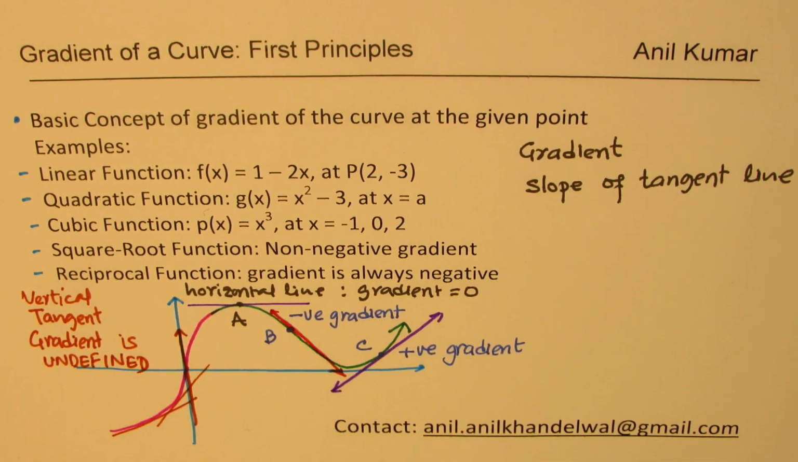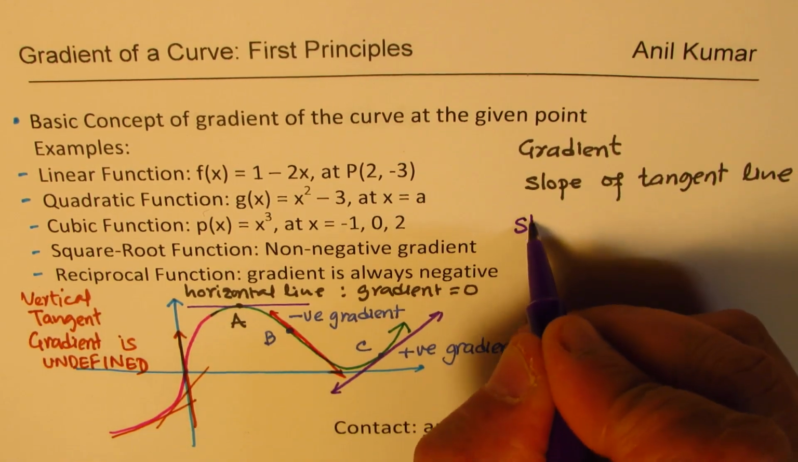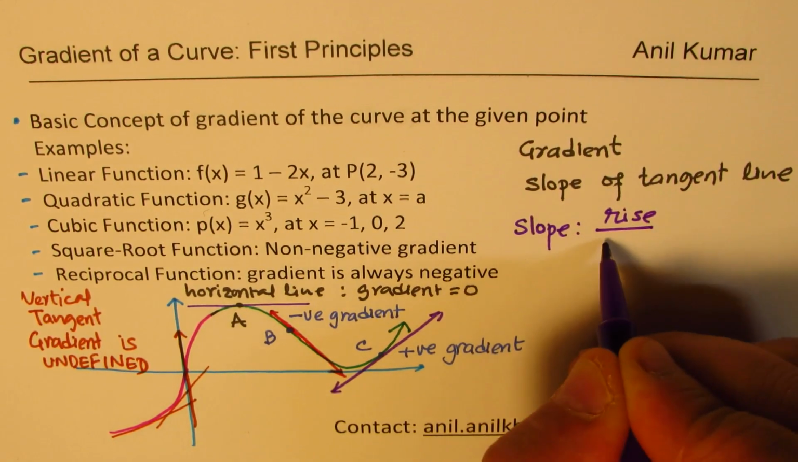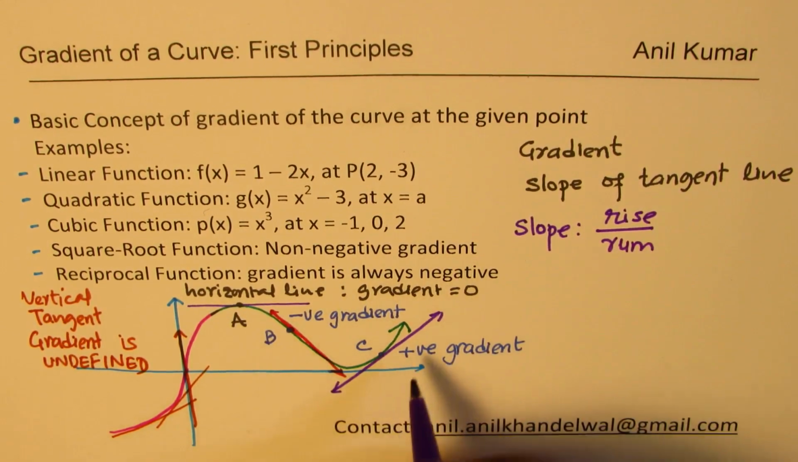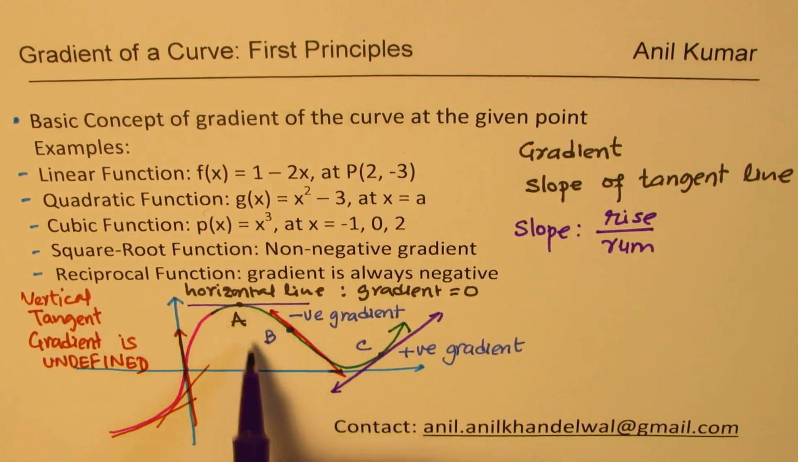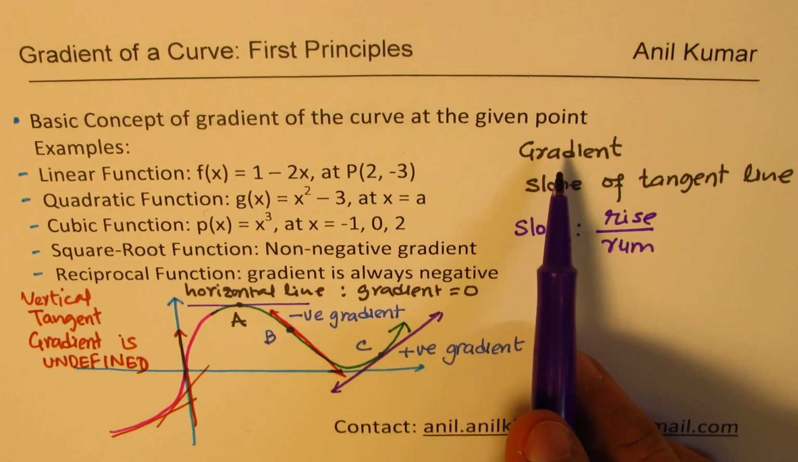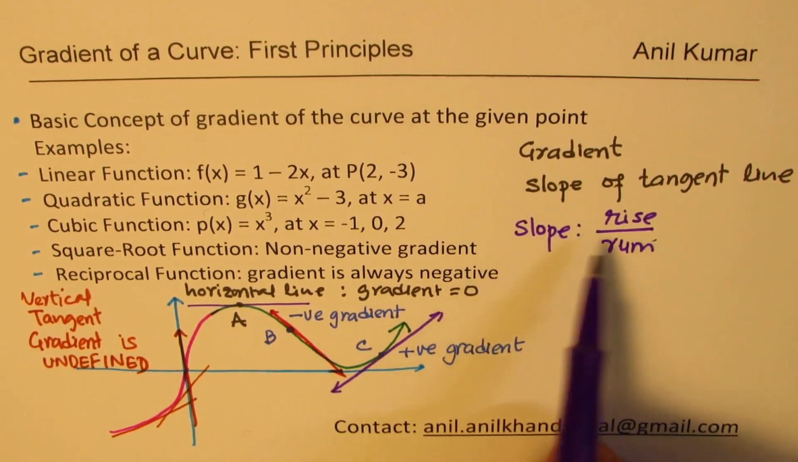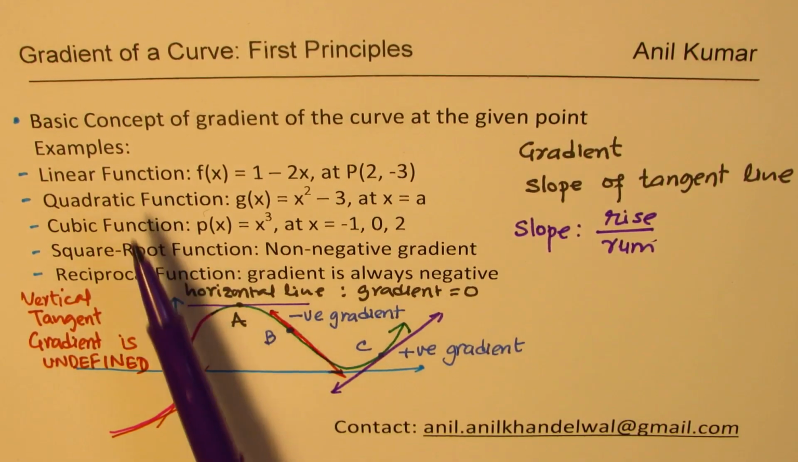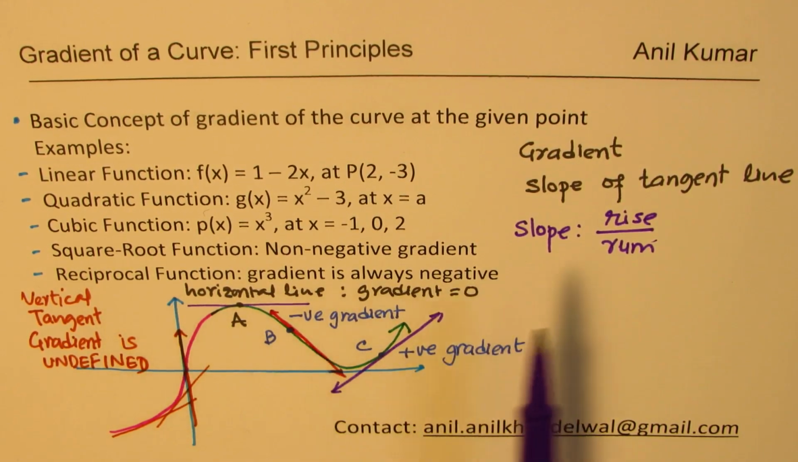So we have used the word gradient to indicate a slope of a tangent line at a particular point, right? Now, you know what slope is. Slope basically is ratio of rise over run, correct? So at any point, what you could do is you could make a triangle. So if you make a triangle, rise over run will give you the value of gradient, right? So that is what we are talking about. Okay. With the help of these examples, we'll explore further.